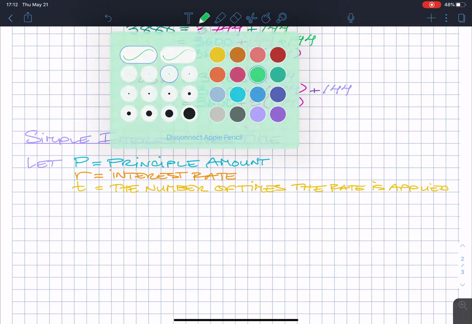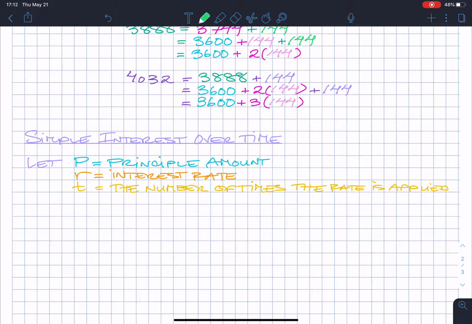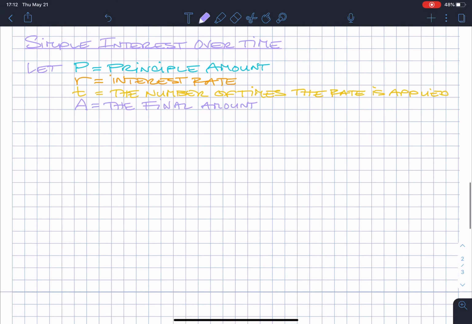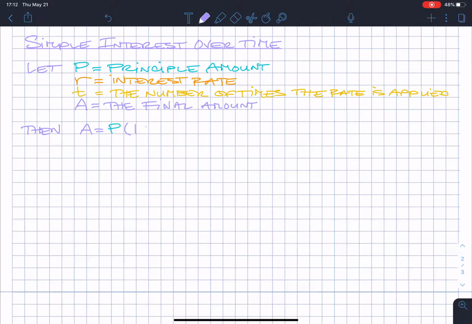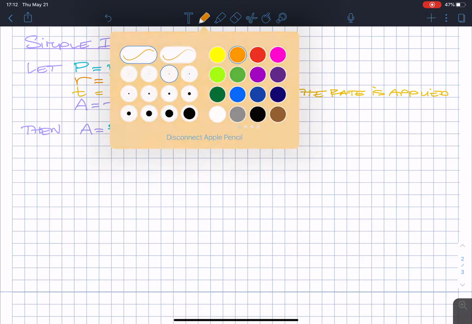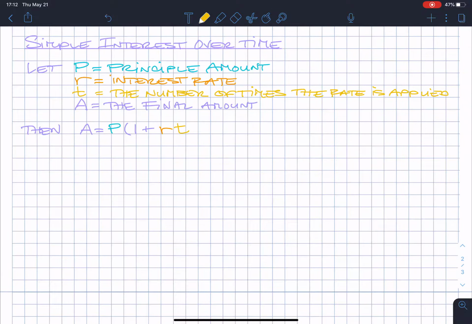And then let's have A, the final amount. Actually, I'll do that in purple. A be the final amount. Okay, so then what can I say? Then, what is A? A is going to be the principal times the quantity, 1 plus rate R times T, the number of times the rate has been applied.